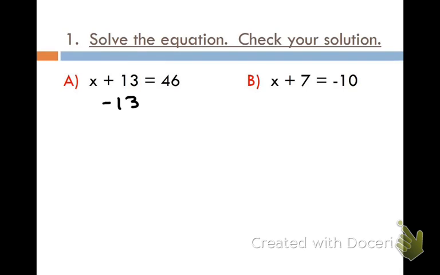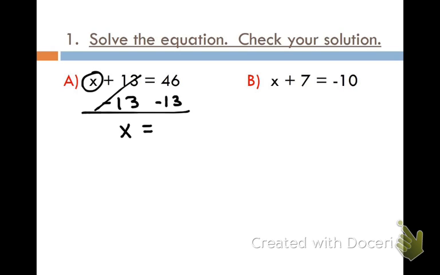I have to be fair. My third rule says what I do to one side, I have to do to the other side. So if I do negative 13 to the left side, I am also going to do negative 13 to the right side. So we know 13 minus 13, a number and its opposite always equals what? 0. Okay, that's the inverse operation. So I can just cross that out, and on the left side, all that I'm left with is plain old X. So I'm going to bring X down, line up your equal sign, and now we're going to do the right side. 46 minus 13.